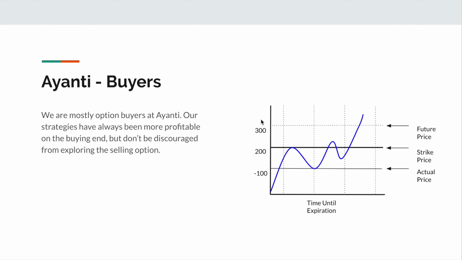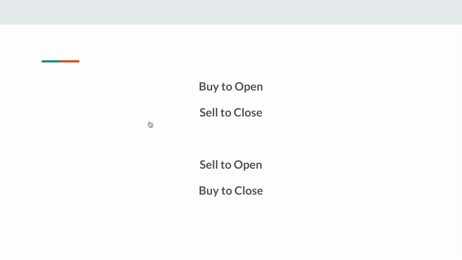Alright, so in this next section, I'm going to break down buy to open and sell to close versus sell to open and buy to close. Right off the bat, I want to point out that buy to open and sell to close will belong to the buyers. So if you're on the buying side, then you would normally buy to open a position. So you would pay the seller, which is going to be at the bottom right over here. You're going to be paying the seller some kind of money for you to open that position with them.